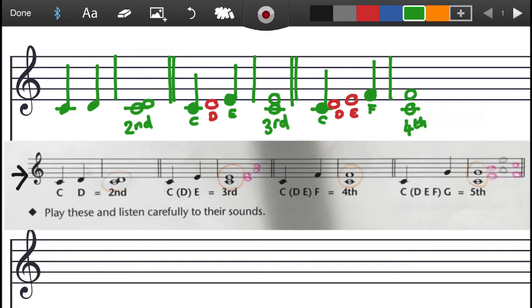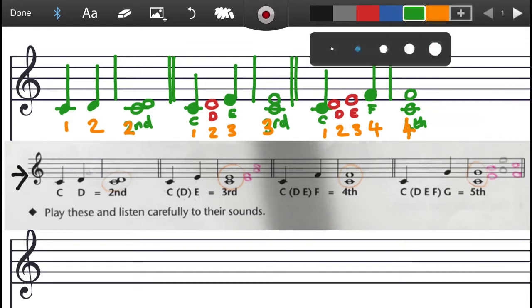So you've got your third there and your fourth, and we'll just count those notes to show why they're a third and why they're a fourth and why that's the second. As you can see, there are 2 notes, then 3 notes, then 4 notes.